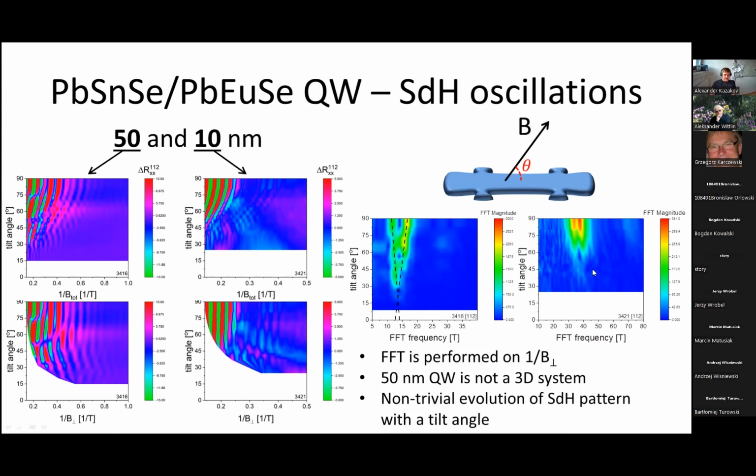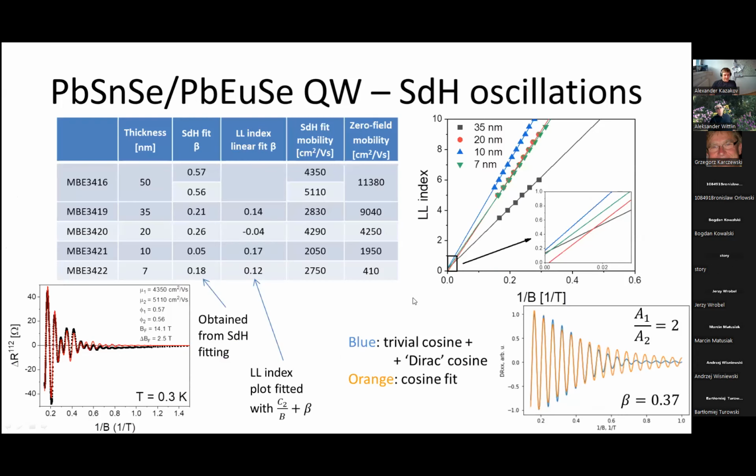And in the 10 nanometer case, the picture is not changing much, but in both cases, the oscillations are strongly damped at the angles close to the parallel magnetic field. Another important question is what is the phase of the oscillations?